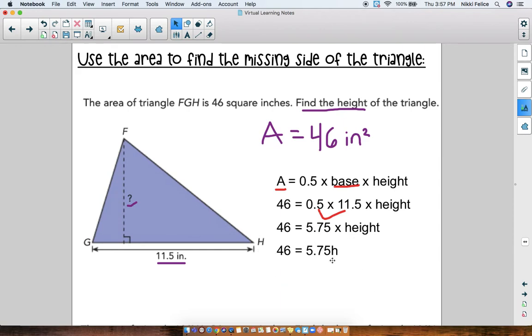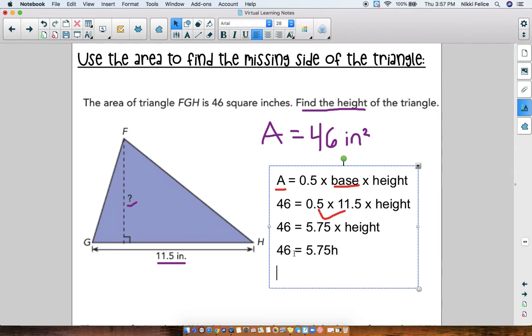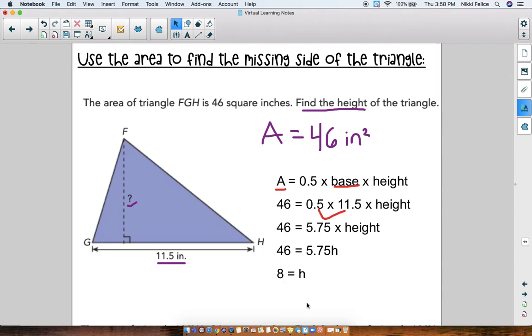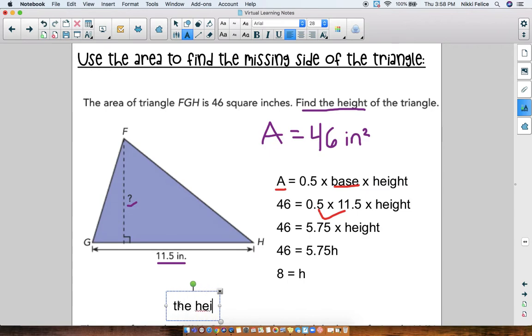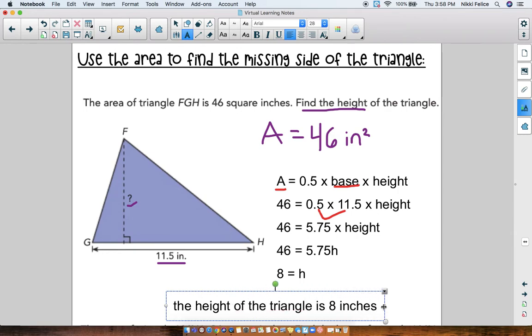If I wanted to figure out what h is, what would I do here? My inverse operation, of course, I would divide 46 divided by 5.75. So let's do that. 46 divided by 5.75. After you do all your division, you should get the answer 8. 8 equals h. So what does that mean in this problem? That means that the height is 8 inches, the height of the triangle. Here we go. That's my answer.